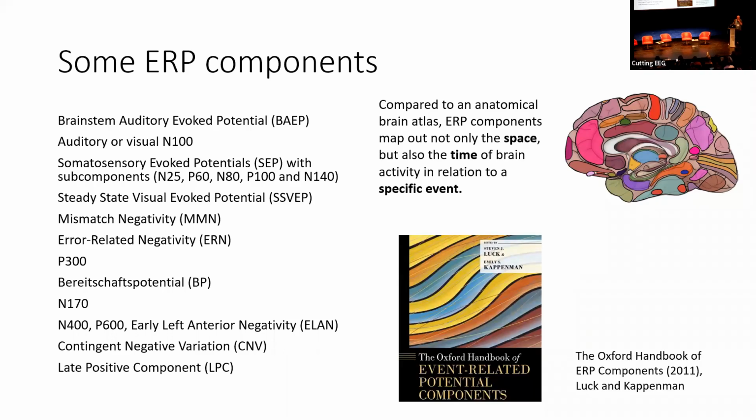There are whole books written about ERP components. I'm not an expert on them, but I think it's really useful to look at this. And I know that perhaps nowadays it's not the most sexy method. A lot of us are looking at oscillations to try to understand how the brain works, but ERP components still shed a lot of insight into how the brain processes stimuli, etc.